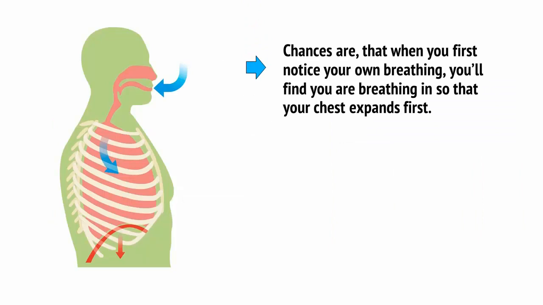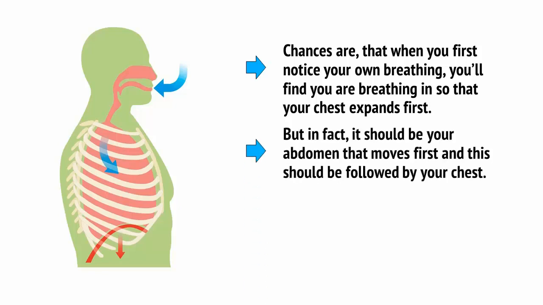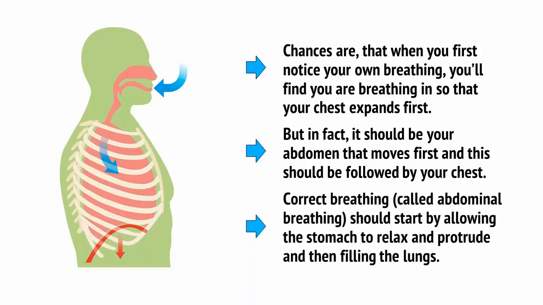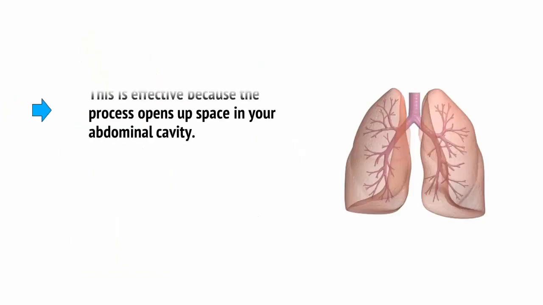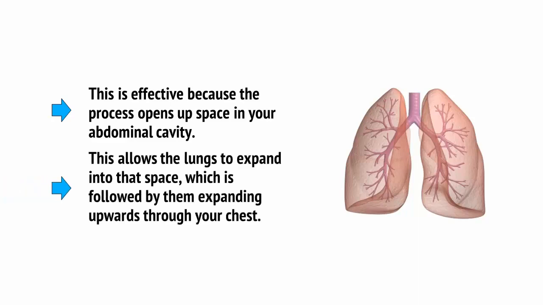Chances are that when you first notice your own breathing, you'll find that you're breathing in so that your chest expands first. But in fact, it should be your abdomen that moves first, and this should be followed by your chest. Correct breathing, called abdominal breathing, should start by allowing the stomach to relax and protrude and then filling the lungs. This is effective because the process opens up space in your abdominal cavity. This allows the lungs to expand into that space, which is followed by them expanding upwards through your chest.